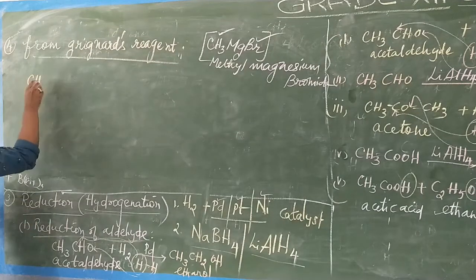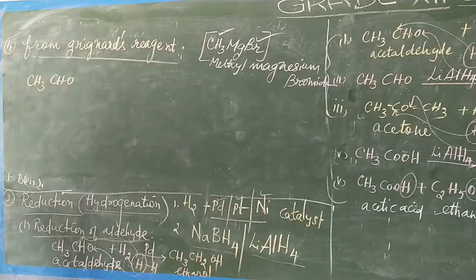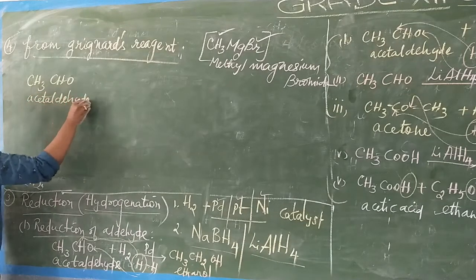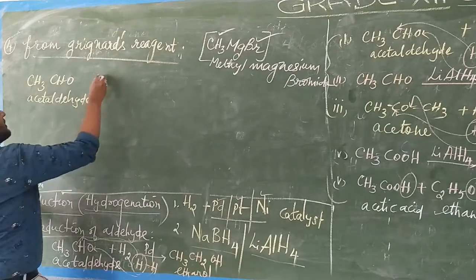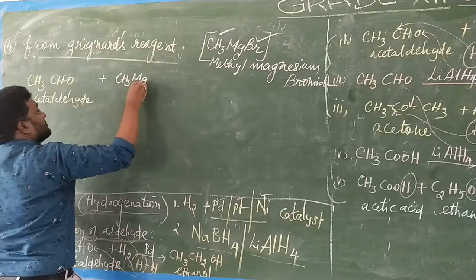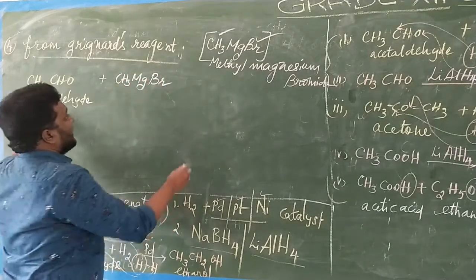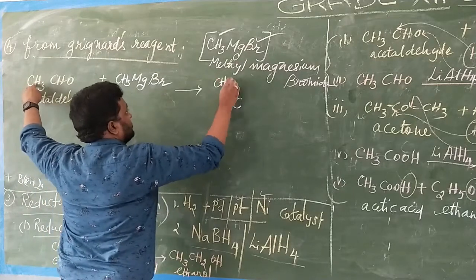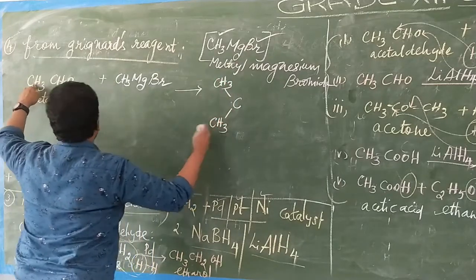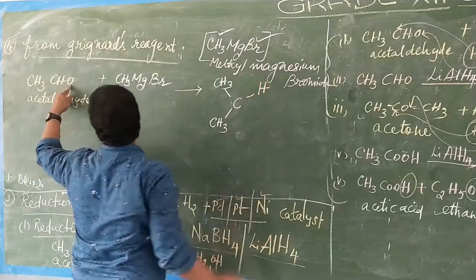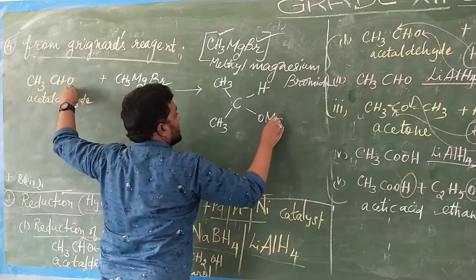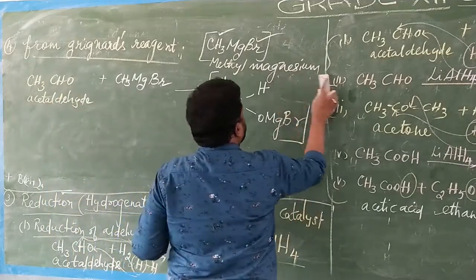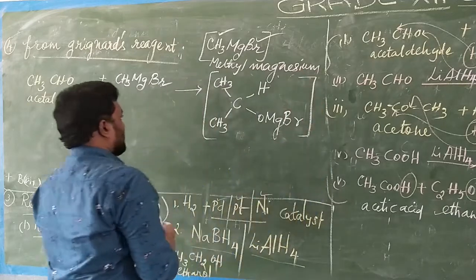We take the carbonyl derivative, that is CH3CH2, which is called acetaldehyde, on treatment with Grignard's reagent, that is CH3MgBr. It gives rise to the formation of the following. You write the center C first, CH3, this CH3, and what is left out is H, then O, and MgBr, that is OMgBr. It is an intermediate product, so I have given it in a square bracket, an unstable compound.